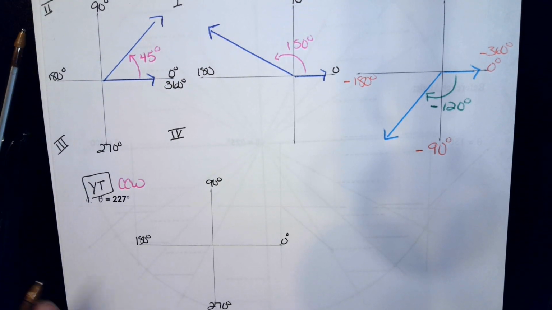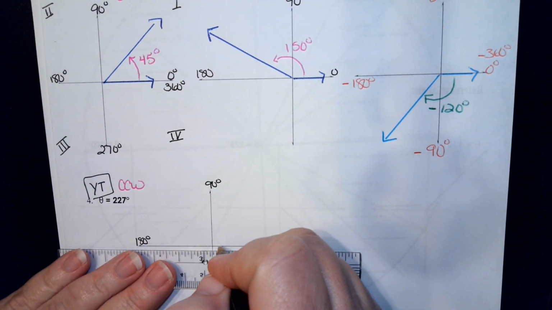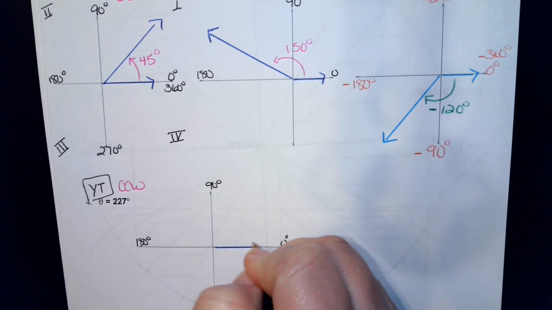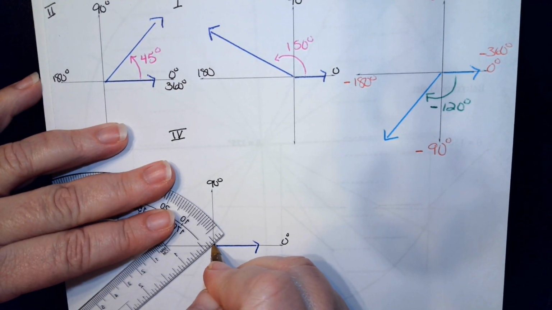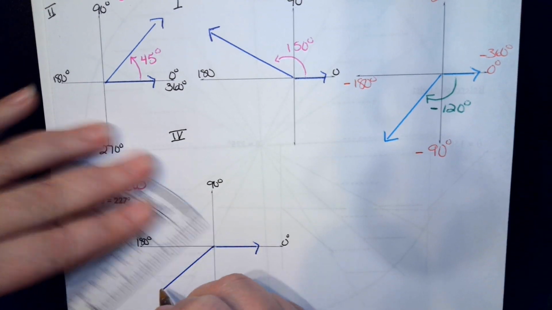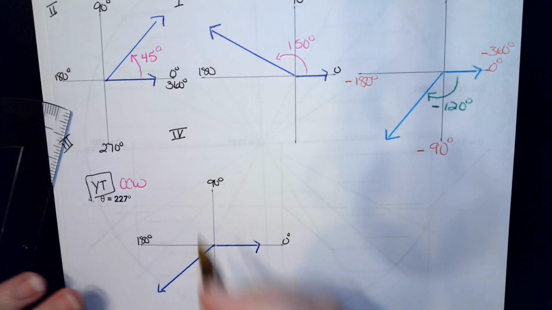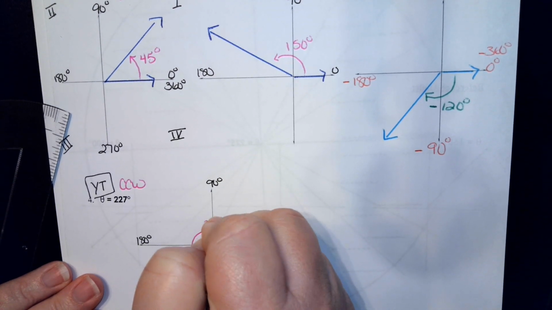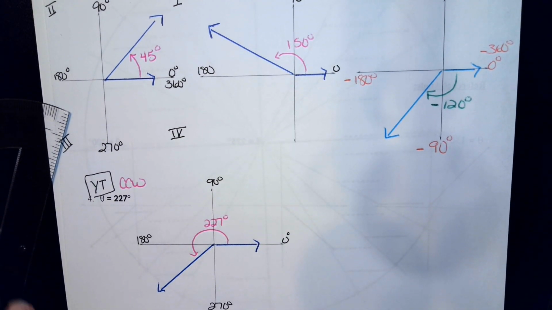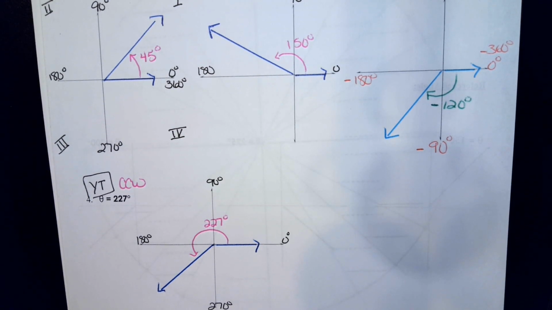So drawing this in, our initial side starts at 0 degrees. All right, and 227 is probably a little closer to 180 than it is to 270. So this is 227 degrees. So hopefully you did well on that, and hopefully you got a good understanding of what an angle in standard position is.